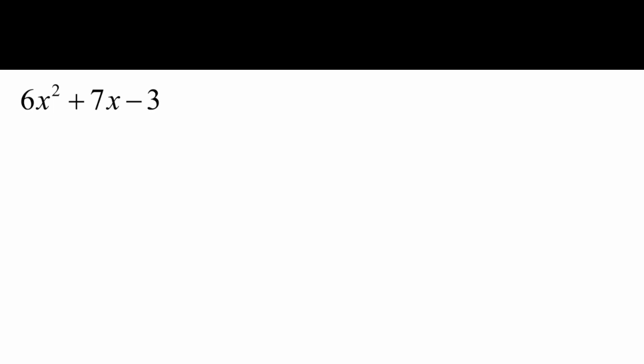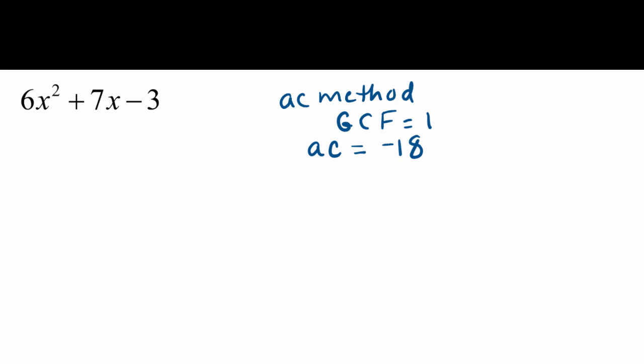Okay, here we go. We have 6x squared plus 7x minus 3. We're going to try this one with the AC method, to give you another practice at that method. And our GCF for all three terms is 1. So we checked. And then the AC method: the first step is to find A times C, which would be negative 18 in this case. A times C, 6 times negative 3. Our sum is the middle term, the B coefficient, or 7.